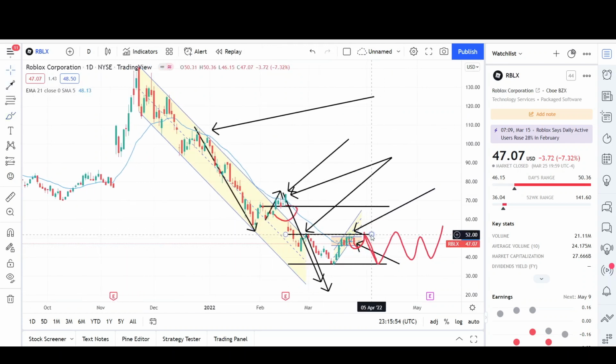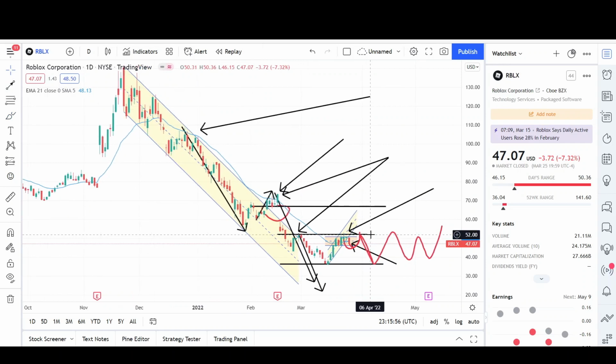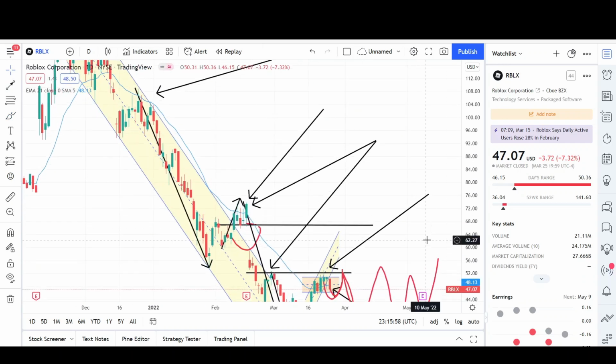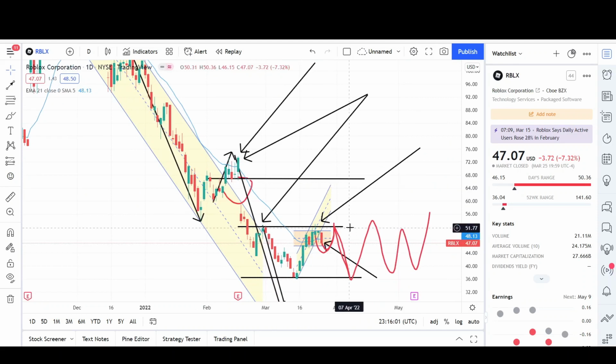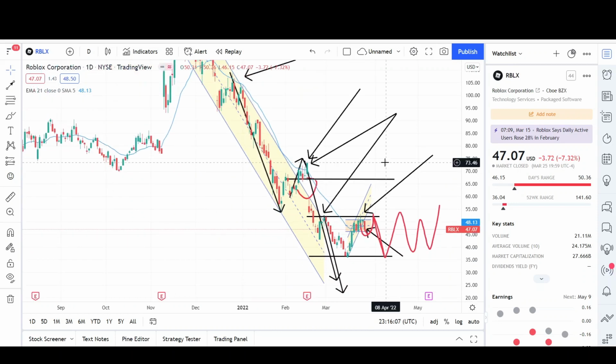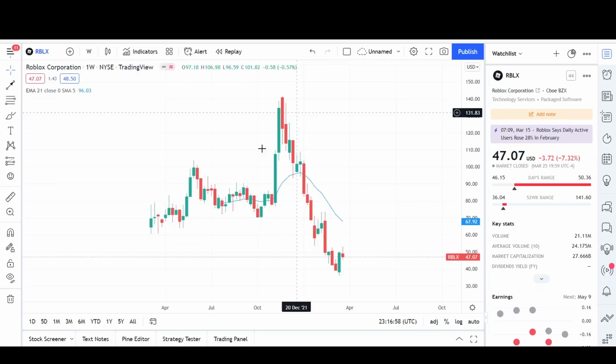It's just dependent on that resistance level at the $52 level. We either break it and start building support behind us, or we go up again and get rejected, and prices get sent down to the lows. So let's take a look at the weekly chart. Here we have the weekly chart for Roblox.